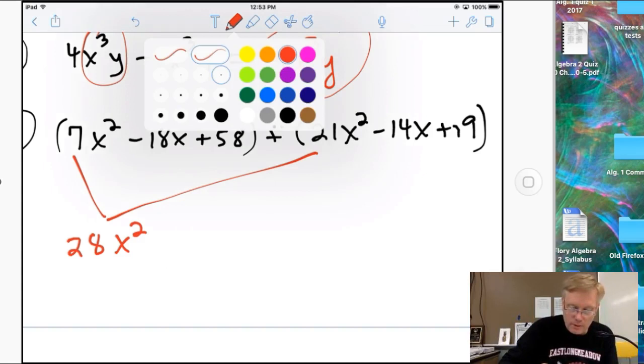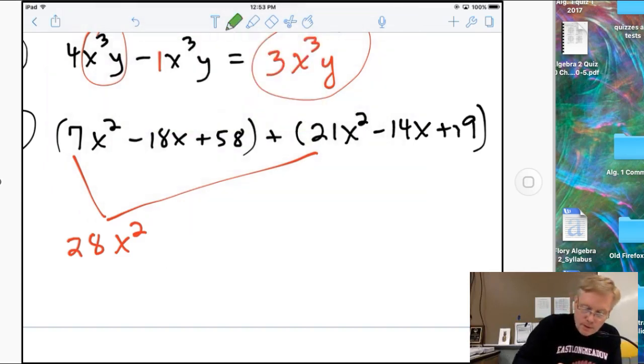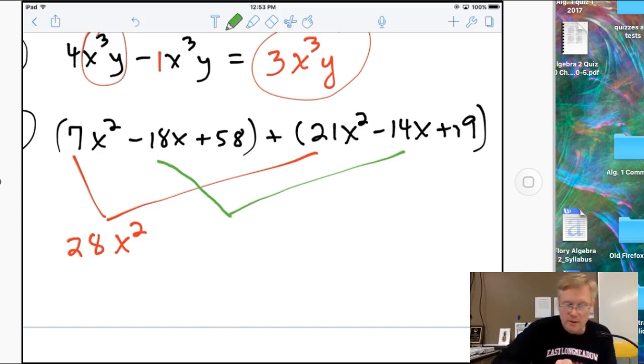Next, I'm going to do the regular x's. That one's negative 18x and negative 14x. They're both negative, so I'm just going to keep the minus sign and add the numbers together. 18 and 14 is 32x. That's what I get when I combine those two together.